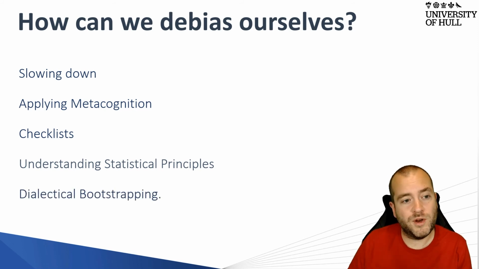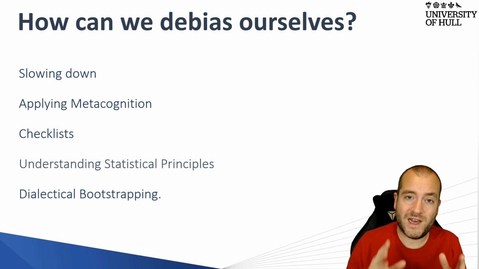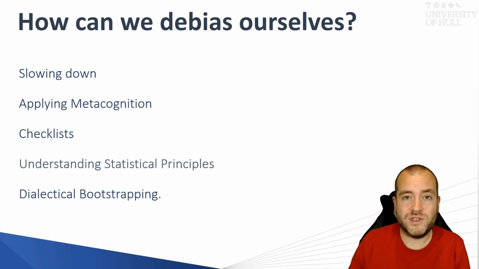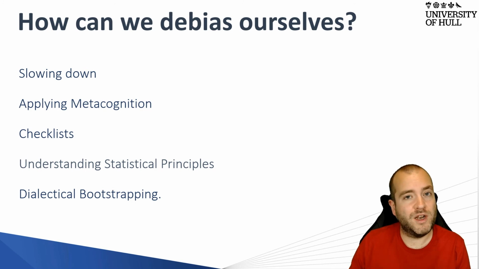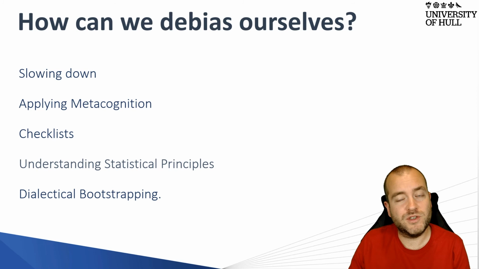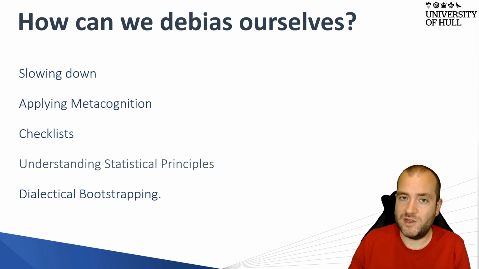And the final one is something that sounds quite complex, but actually is very simple. This is called dialectical bootstrapping. And this is actually forcing yourself to assume that your first answer is incorrect and re-look at the problem. And this has been shown to actually move you from System 1 to System 2 by actually second-checking yourself.